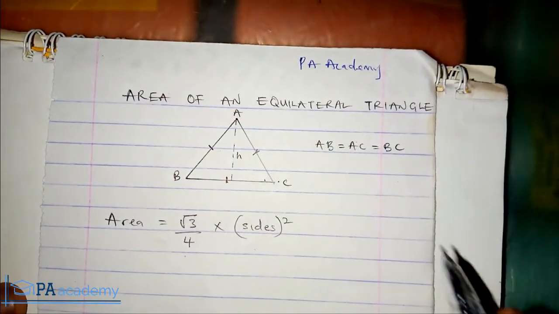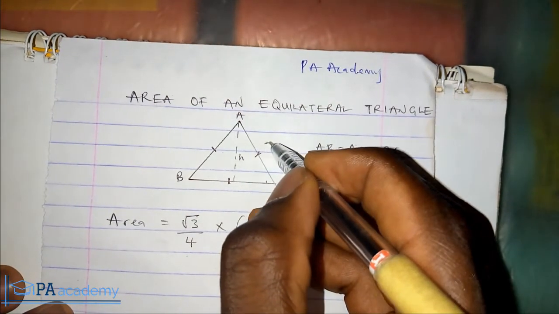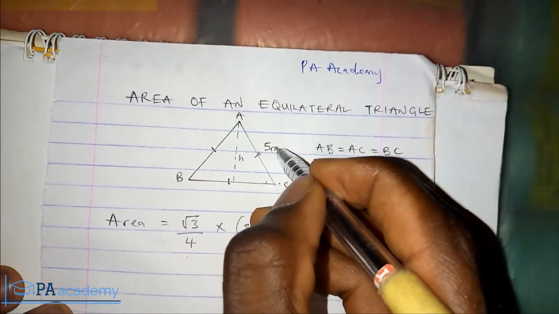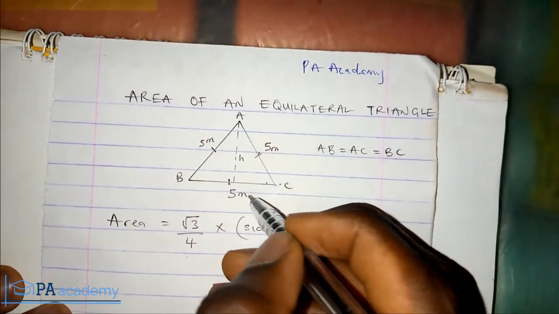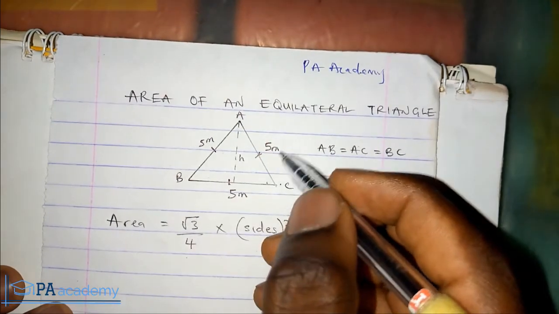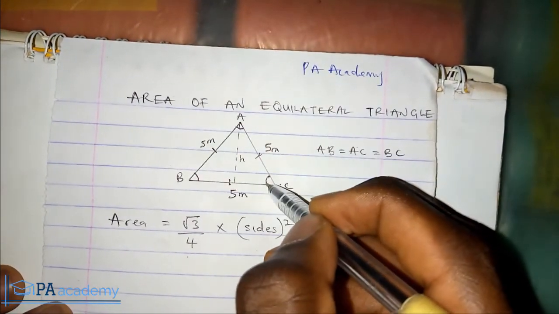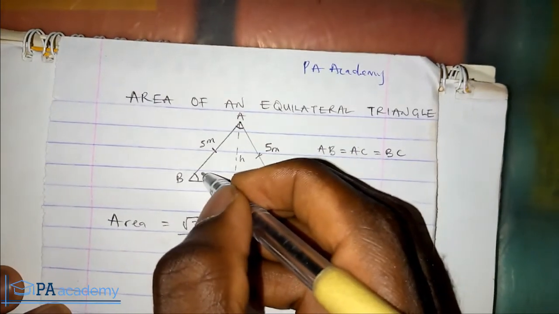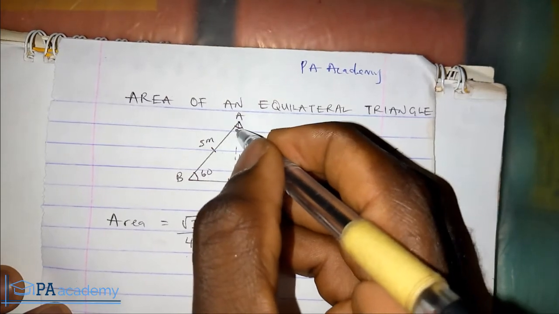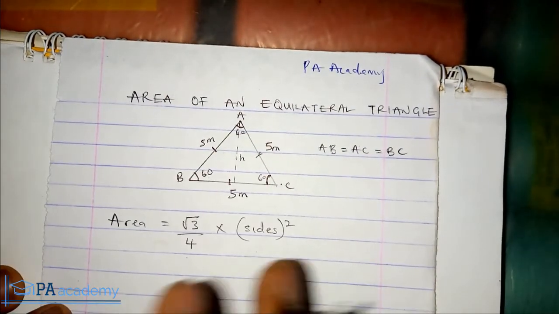So using this as an example, let's say this side is 5 meters. Definitely this side is also 5 meters, and this side is also 5 meters. All the three sides are always equal, and the same applies to all the angles. The internal angle of an equilateral triangle is always equal. So here is always 60, 60, and then 60. So that's the properties of an equilateral triangle.